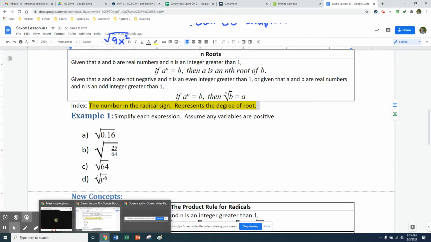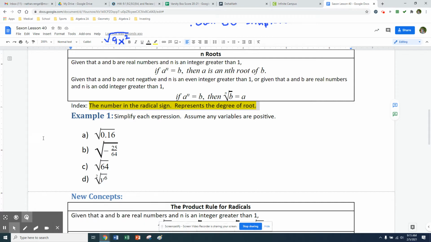As we start to introduce square roots, we're also going to talk about the possibility of cube roots, quartic roots, and beyond square roots. Those are called nth roots. Given that a and b are real numbers and n is an integer greater than 1, if a to the n equals b, this would be like from above, if 4 squared is equal to 16, then 4 is the square root of 16. That would be an example of a square root like we looked at above.